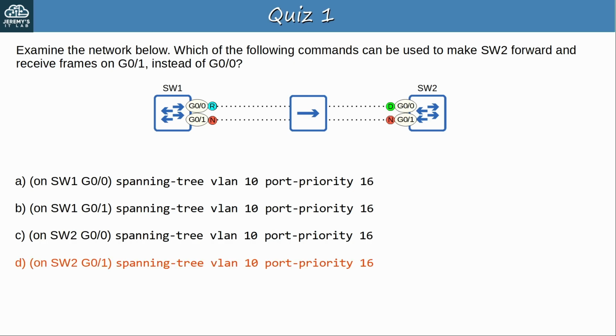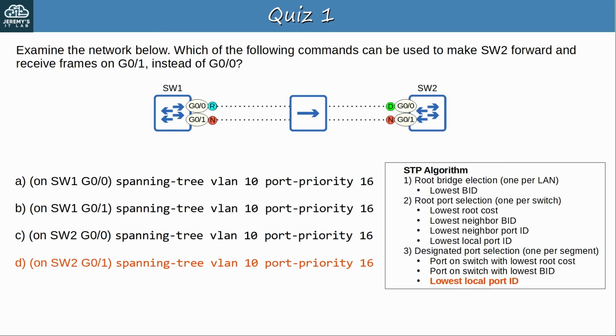Okay, the answer is D, spanning-tree vlan 10 port-priority 16, on switch 2 G01. This option is manipulating the final tiebreaker of the designated port selection process. Switch 2 G00 and G01, connected to the same segment, both have the same root cost. Switch 2 is the root bridge in this network, so their root cost is 0. And they are on the same switch, so the bridge ID is the same.